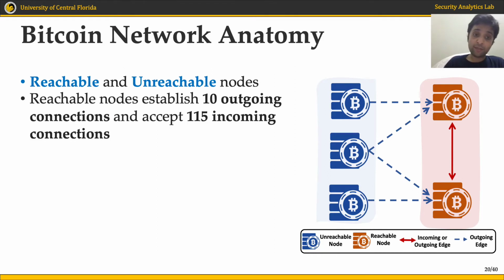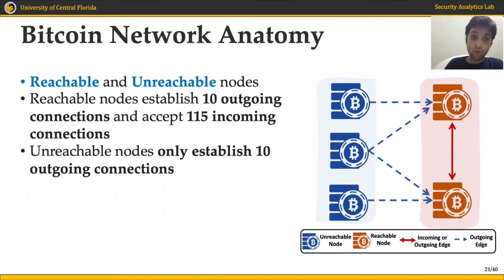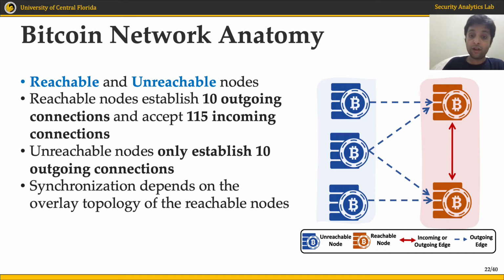The reachable nodes establish 10 outgoing connections and accept 115 incoming connections, while the unreachable nodes only establish outgoing connections. Since no two unreachable nodes can directly connect to one another, any information exchange such as transactions or blocks between two unreachable nodes are actually relayed by the reachable nodes. Therefore, reachable nodes play a critical role in provisioning network synchronization.